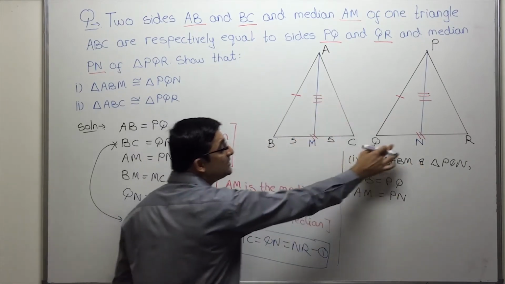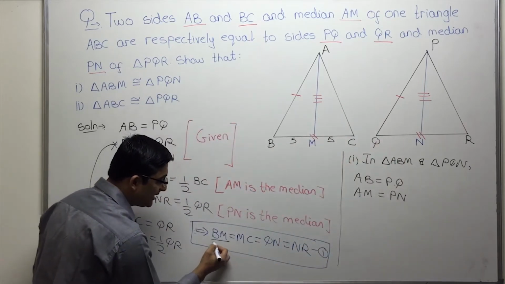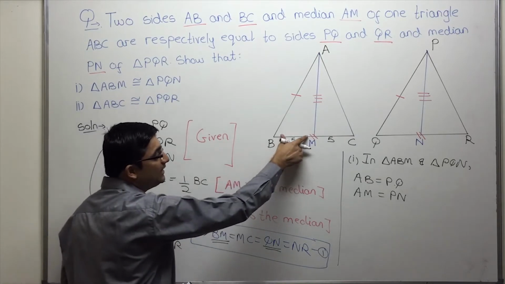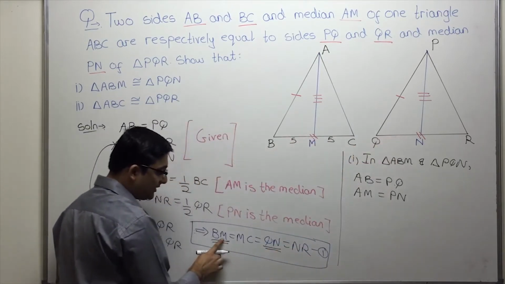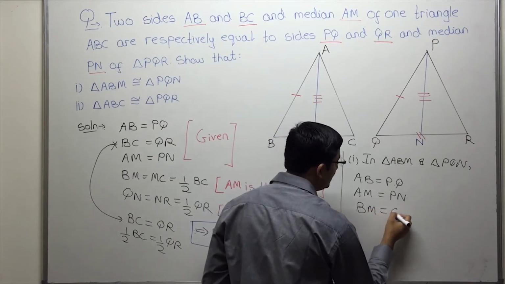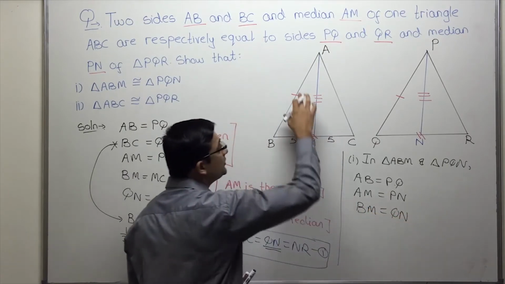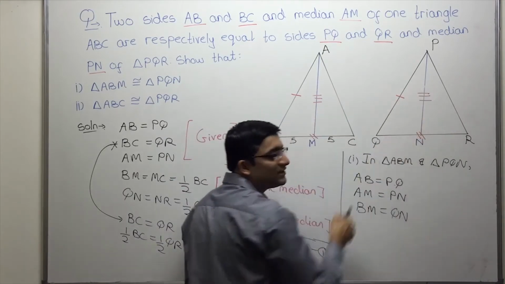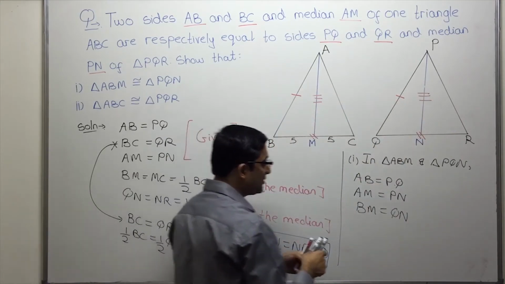Now BM is equal to QN from here. This is very important, so I repeat, BM is equal to QN from here. So what do we observe? All three sides of this triangle are respectively equal to the three sides of this triangle. So by SSS, they are congruent.